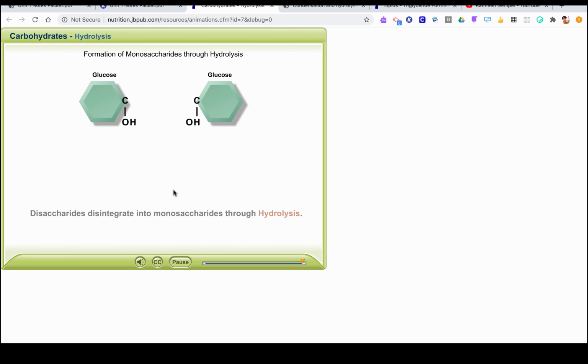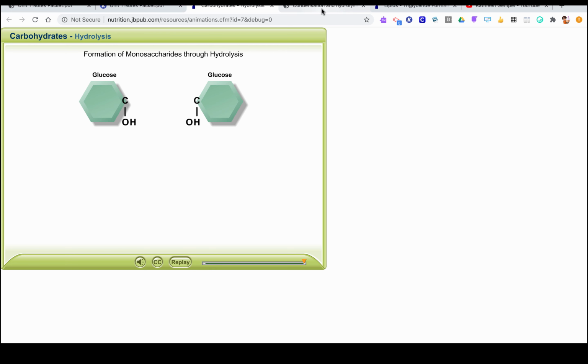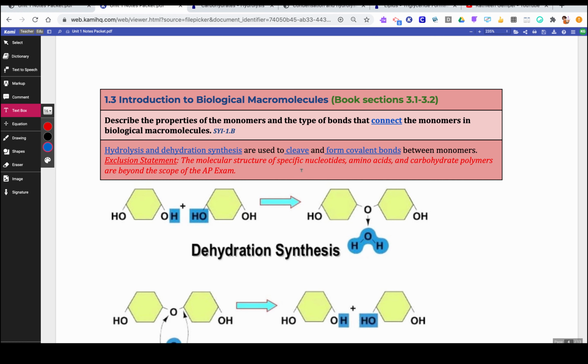Okay, and we could put those together by taking the water out. And that would link them together through the glycosidic linkage. But in that case, it showed you them breaking apart through hydrolysis to form two glucose from one maltose. The disaccharide into two monosaccharides.